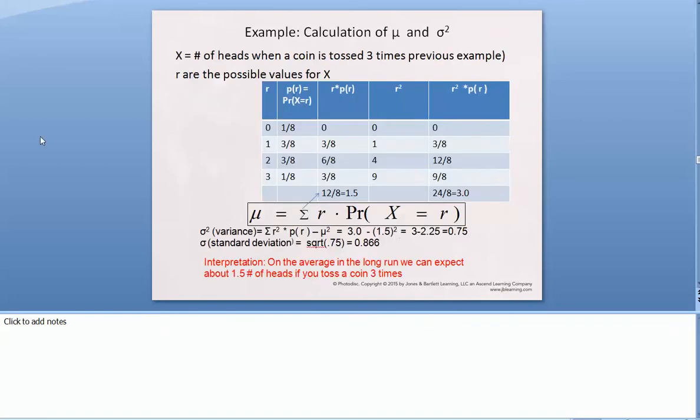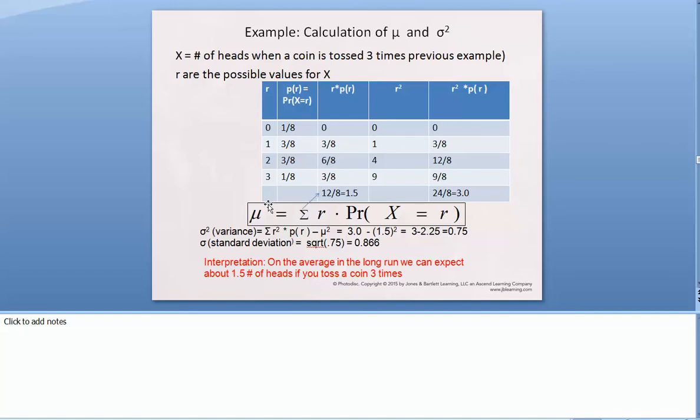Okay, so the example is the same: x equals the number of heads when a coin is tossed 3 times, and r are the possible values. Now, as I said, little p within parentheses r is the probability that x equals r. So the possible values for x, the big X, are 0, 1, 2, 3. And what are the associated probabilities? Right here, 1/8 is the probability that there will be no heads. 3/8 is the probability there will be exactly one head. Because there are altogether 8 outcomes, out of them only one will give you no heads. So that is how you calculate these probabilities.